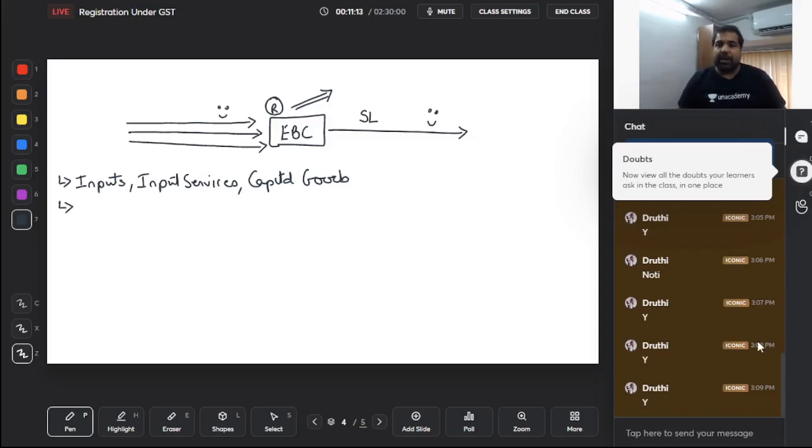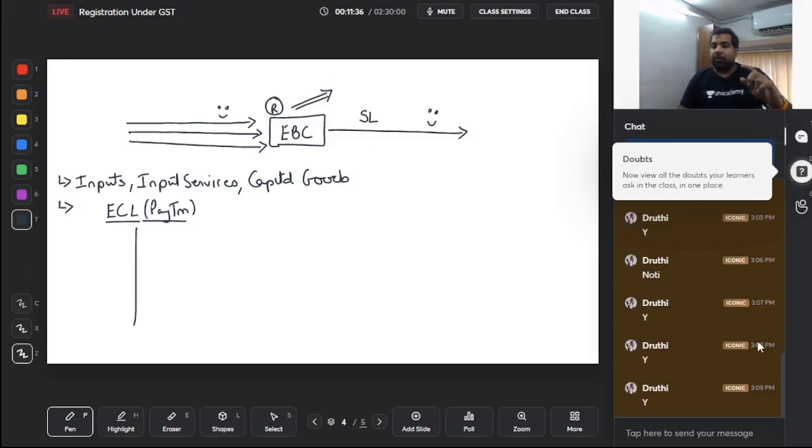Whenever you register under GST, guys, right now you're students, you're studying, but in a few years you'll be a CA, and if you happen to register under GST, the moment you register under GST, 3 books automatically open on your GST portal. One is an electronic credit ledger. This is like your Paytm balance.